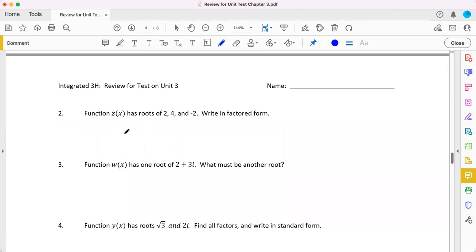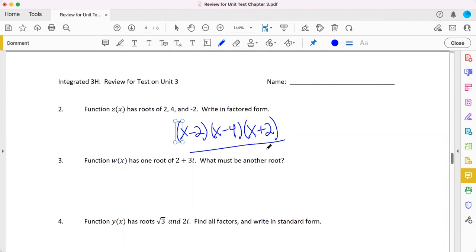All right, now we're cooking. Super simple. These 3 roots. Opposite of 2 is -2. Opposite of 4 is -4. Opposite of -2 is x plus 2. And it's factored. Nothing's mentioned about a coefficient. So there we go.